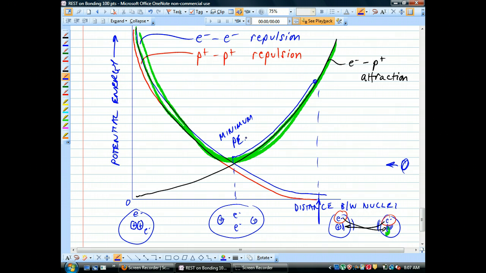Another way of saying this is there's a balance of the attractive and repulsive forces. At this point right here, the attractive force equals the repulsive force. Well, not exactly. These two will move around, and they might even bounce off. They might dance around each other for a while, bounce off of each other, but eventually they're going to settle into that minimum potential energy position.